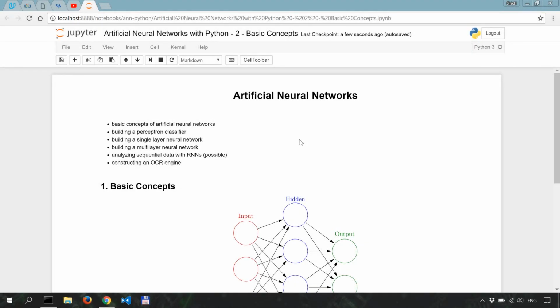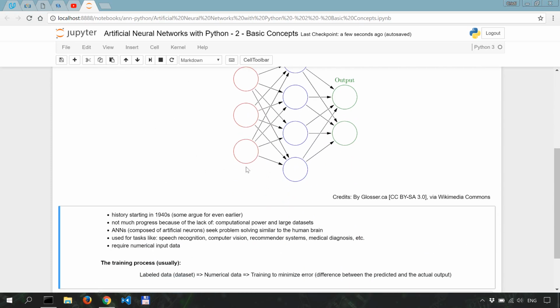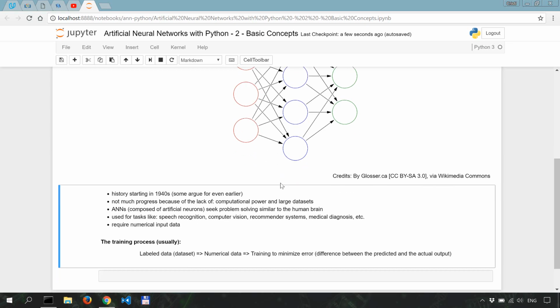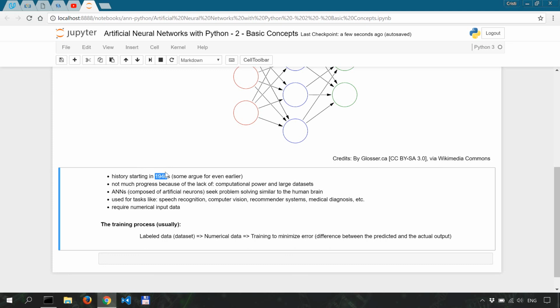Let's talk a little bit about artificial neural networks. For those who don't know, this is not a new technology. In fact, it dates back to the 40s and 50s when the first models for neural networks were created. Now, they didn't catch up until much later because running complex models requires extensive computational power. And also, to efficiently train a model, you need relatively large data sets.